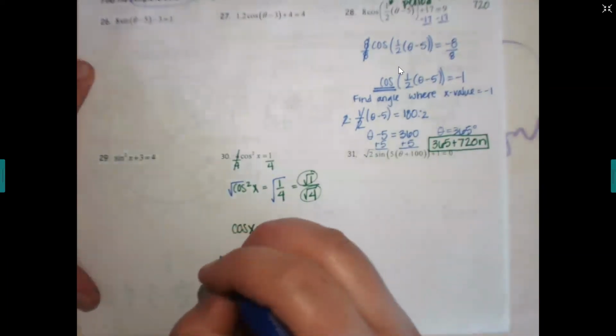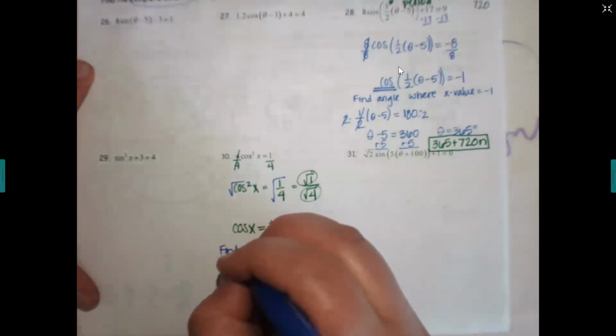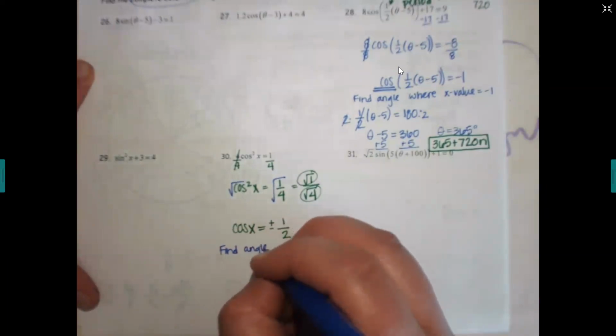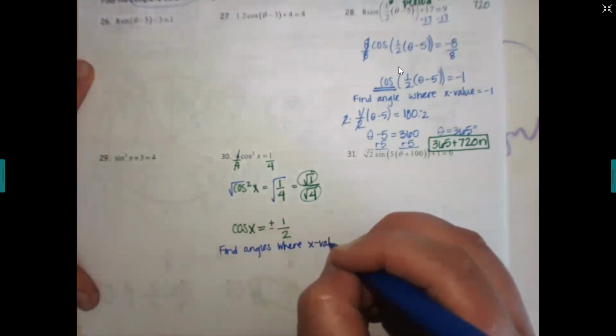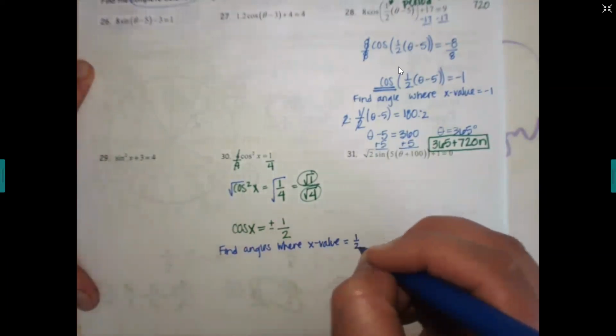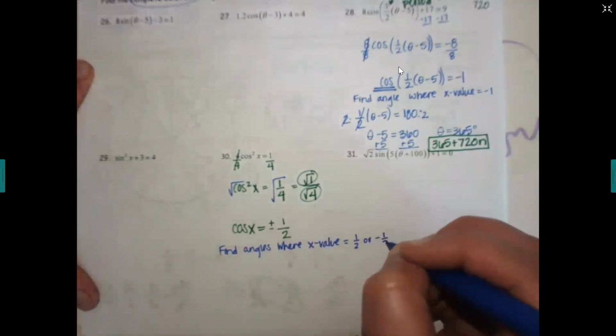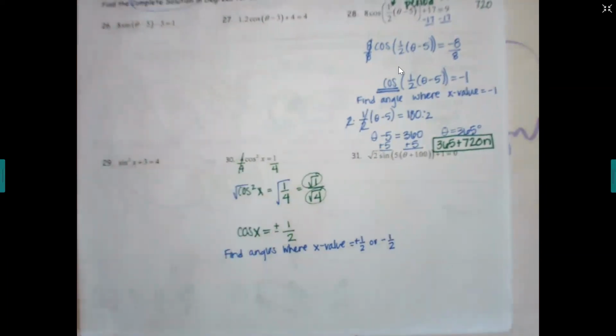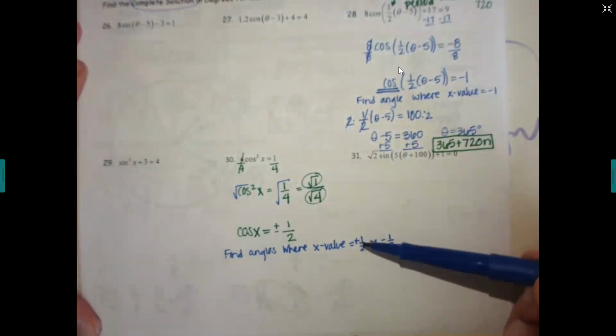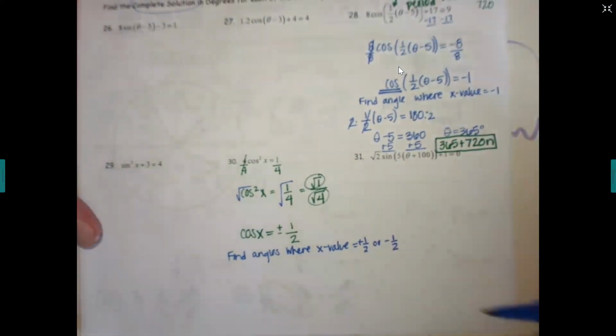So you're going to find any angles where the x value equals 1/2 or -1/2. Okay, why is it either one? Because of the plus minus. So then you're gonna look on your circle and then find each of those spots. So my positive halves and my negative halves happen.